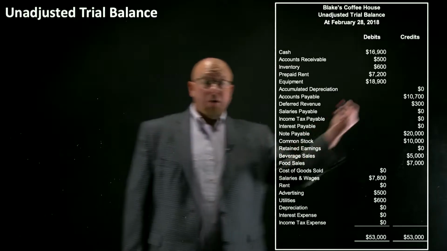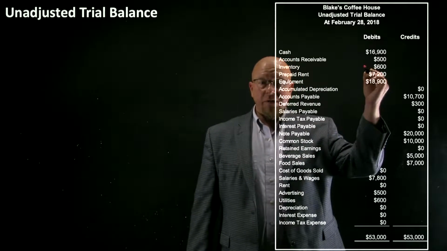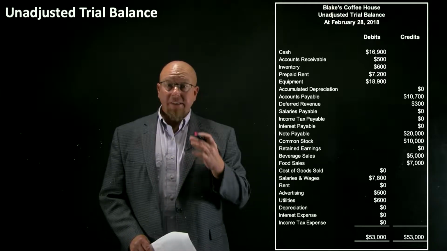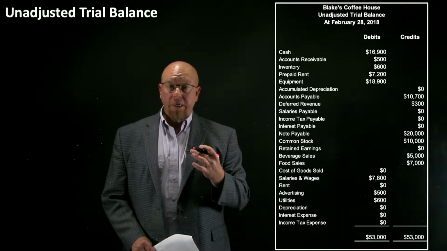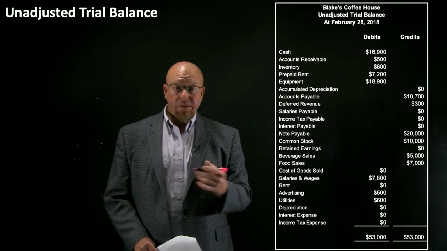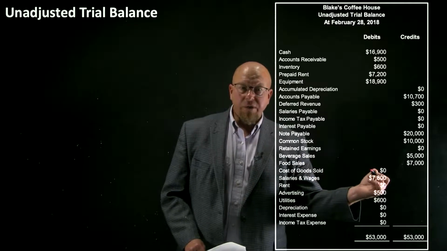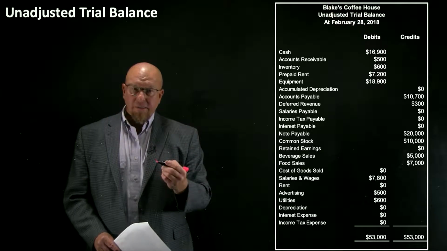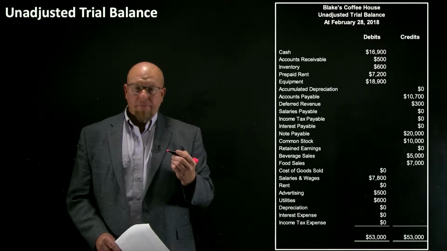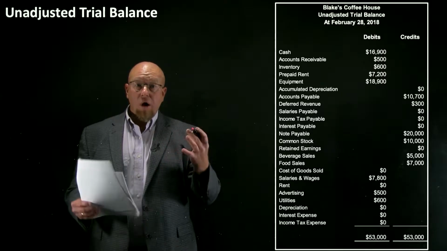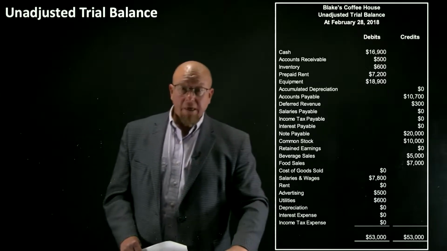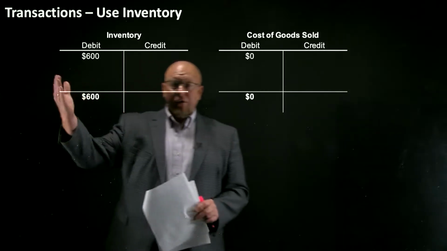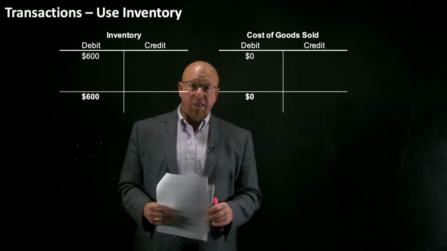Take a look at our inventory account, for example. We have $600 listed in inventory. Without any adjustment, that's the amount of inventory that will be reported on the February 28 balance sheet. But we have no cost of goods sold. Remember, cost of goods sold is an expense that's reported on the income statement. It really represents the cost of the items that we sold. So what we need to do is we need to make an adjustment. This is the inventory account in terms of a T account.